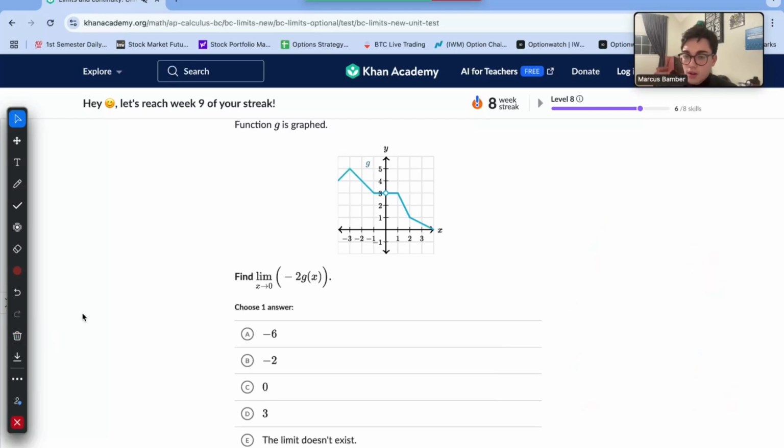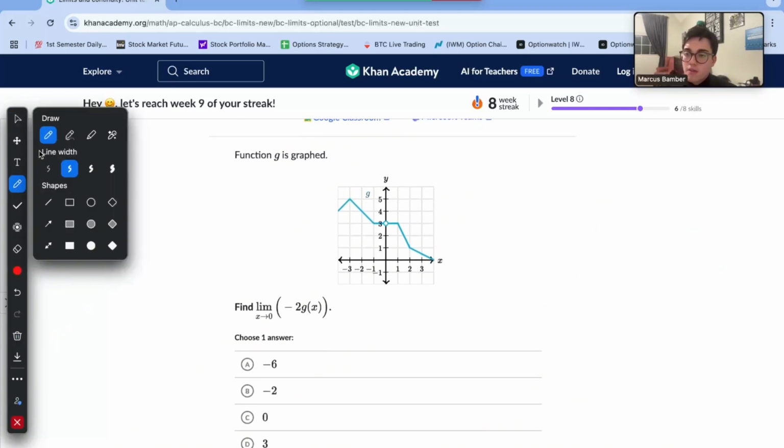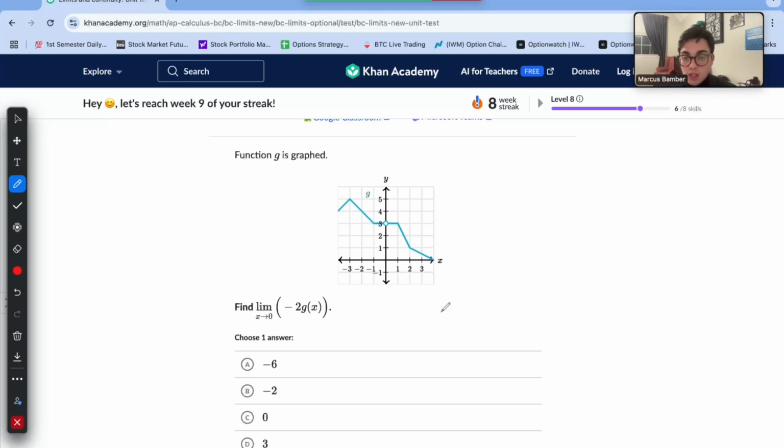Okay, we're going to find the limit as x approaches 0 of negative 2 times g of x. We simply evaluate the limit as x approaches 0 of g of x, and then we multiply the answer by negative 2. You could rearrange this like this right here.